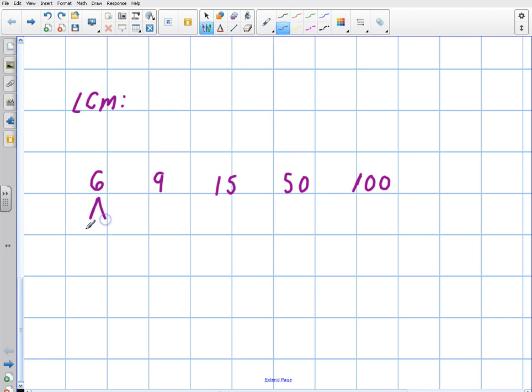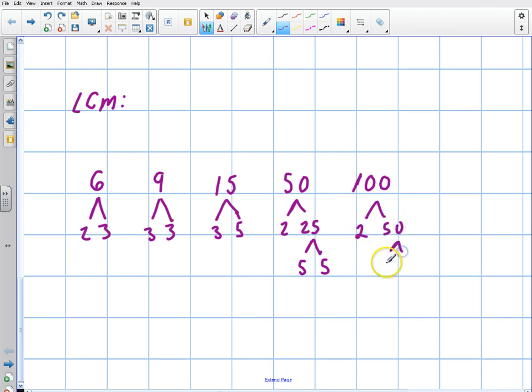So here we go. 6 is going to be 2 and 3. 9 is going to be 3 and 3. 15 is going to be 3 and 5. 50 is going to be 2 and 25. And then the lowest prime number at this point is 5 and 5. If I have 100, I'm going 2 and 50, right? I'm going 2 and 25. And now I'm going 5 and 5.